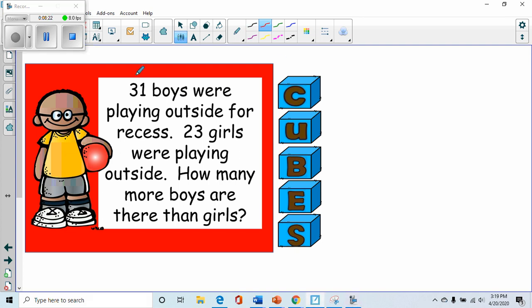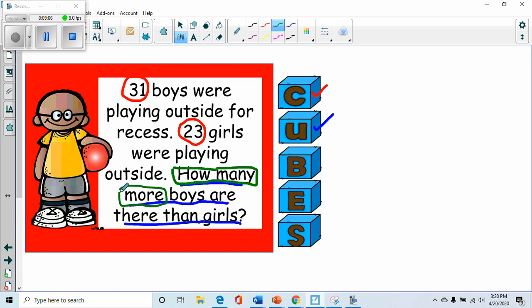C means to circle. 31 stands for the boys outside. 23 stands for the girls outside. The U reminds me to underline the question. The question again was, how many more boys are there than girls? B reminds me to box in any clue words that I see. In the question, I see how many more.